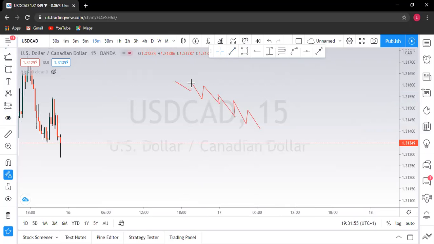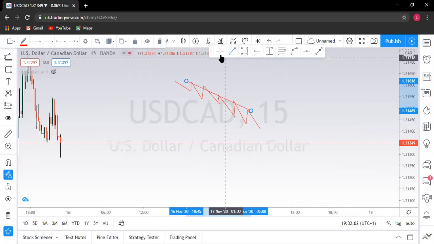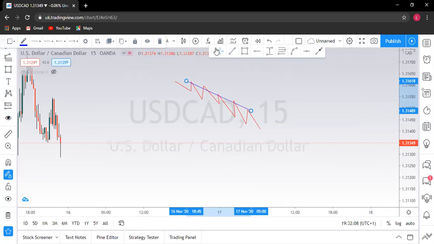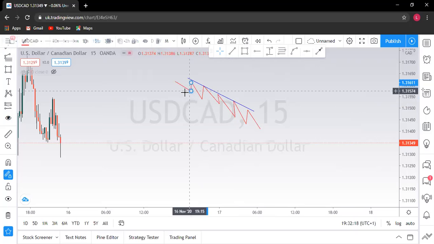So now if we could join our swing lows together and swing highs together, this is high here. Let me change the color. So now this one is what? Swing highs. So you need to join swing highs together. So here now we are able to join. Let me make this touch it.